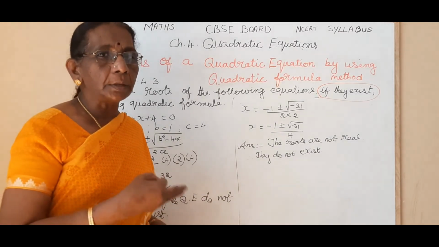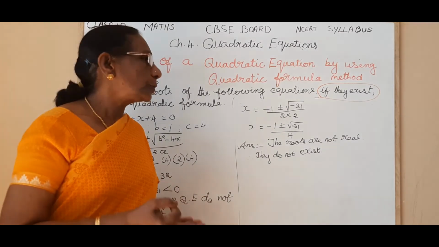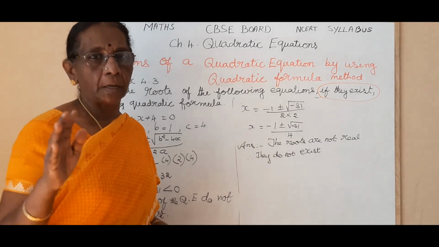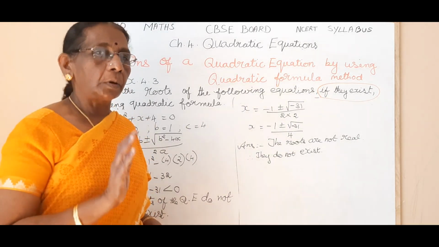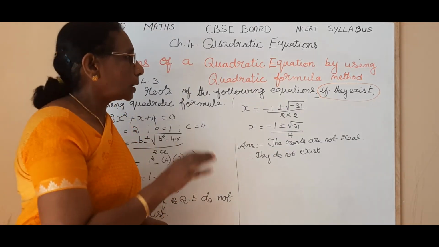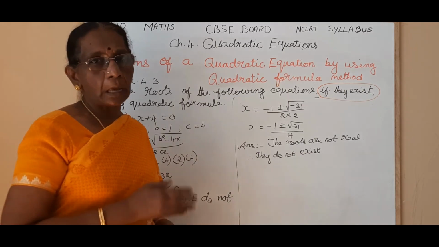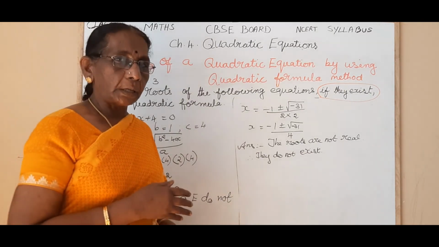So from this you may get a 1 mark question or 3 mark question. It depends upon that. So these are the three conditions. This is really how to use the formula. I think you might have understood this.